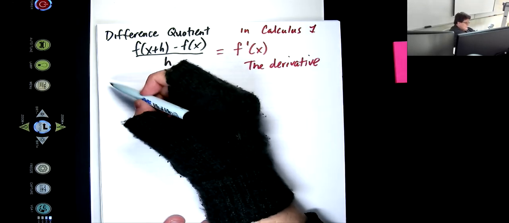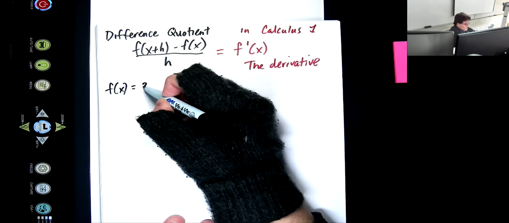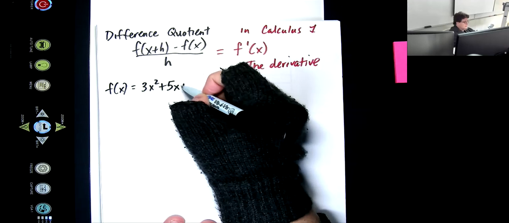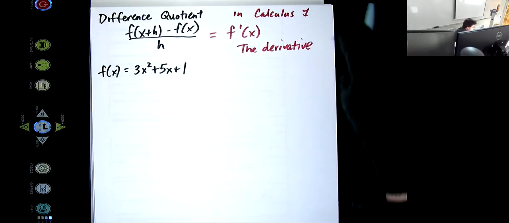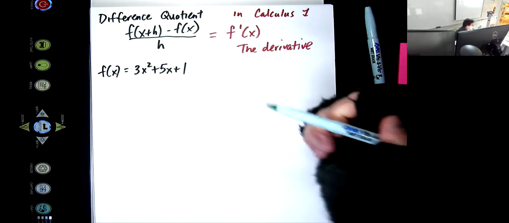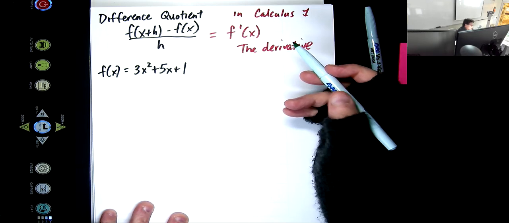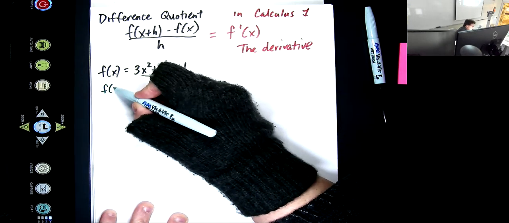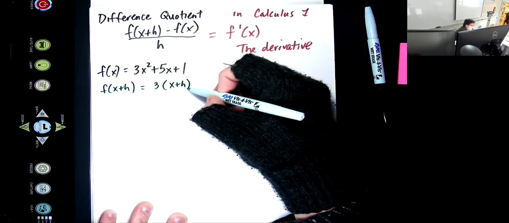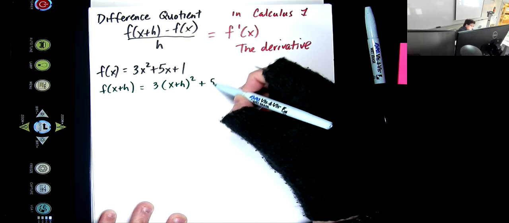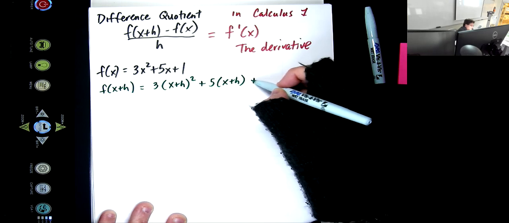So let's do that with the f of x I had. I had 3x squared plus 5x plus 1. You might find it handier to do them separate. Figure out what each thing is on its own and then put them all together into this big thing. So if I do f of x plus h, I have 3 times x plus h squared plus 5 times x plus h plus 1.